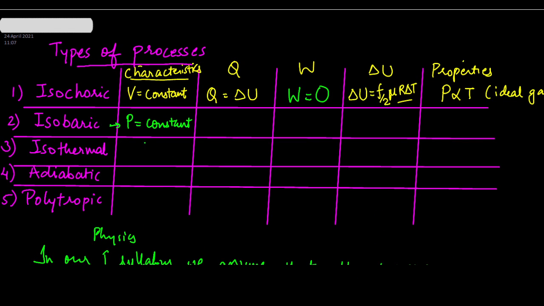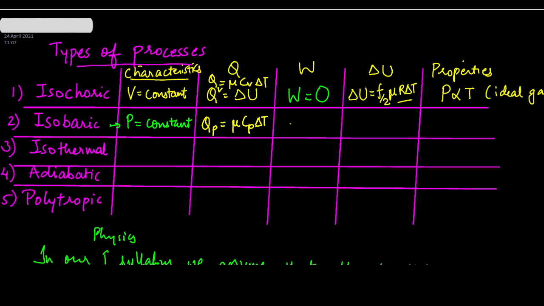So isobaric characteristics: P is constant. Qp equal to mu Cp delta T. Okay, Qp equal to mu Cp delta T. Like this is Qv, which you can also write as mu Cv delta T. I hope that is clear to you.